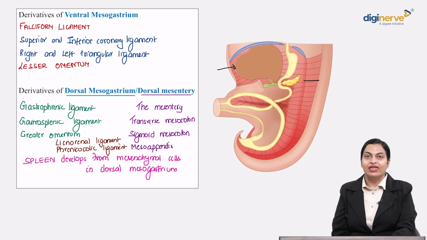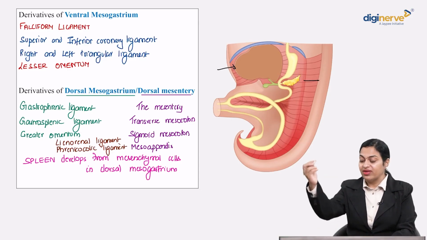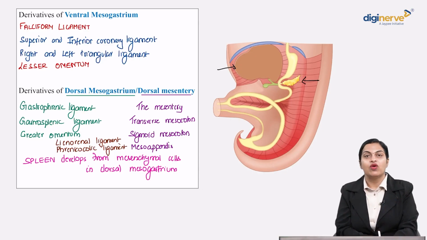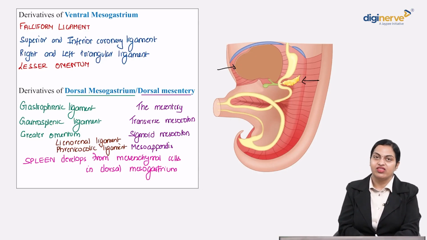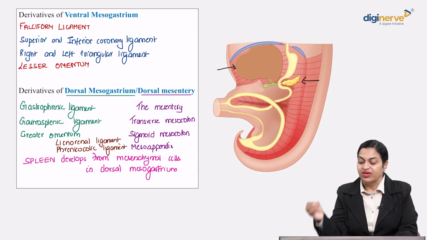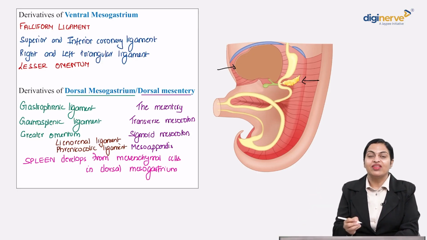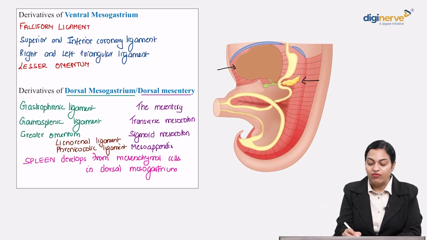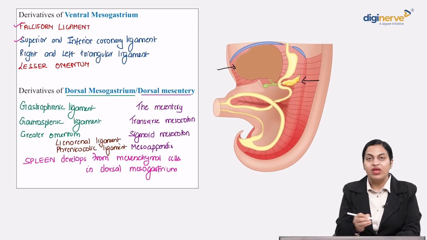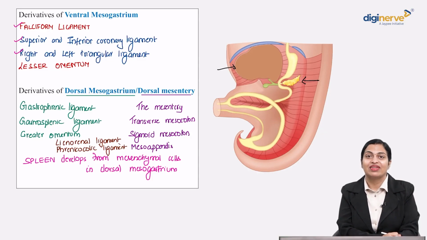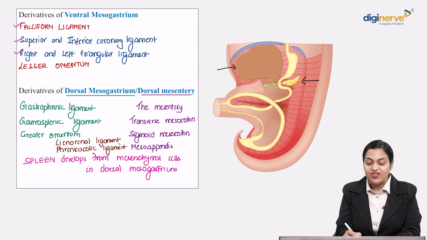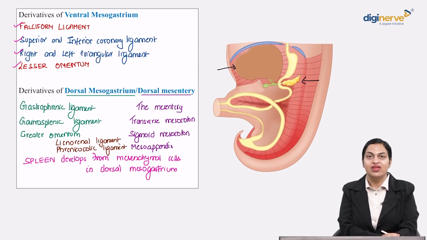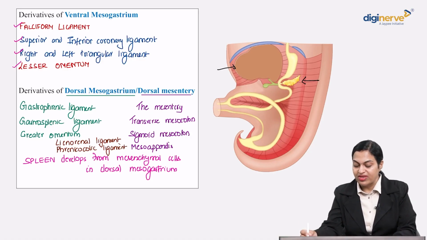This is a very high yield topic. The derivatives of ventral mesogastrium and the dorsal mesentery are frequently asked. So please remember the ventral mesogastrium will give rise to falciform ligament, the superior and inferior coronary ligament, and the right and left triangular ligament. These are the peritoneal ligaments related to the liver, and the lesser omentum that stretches between the liver and the lesser curvature of the stomach, isn't it?